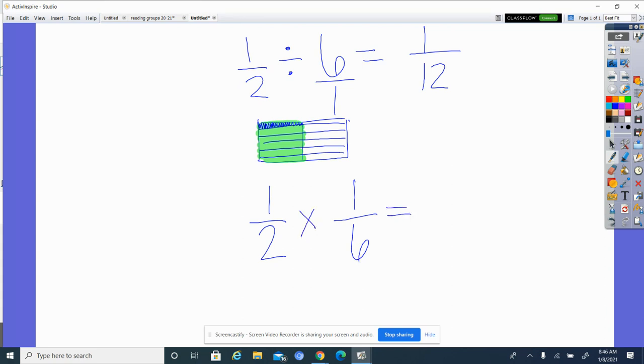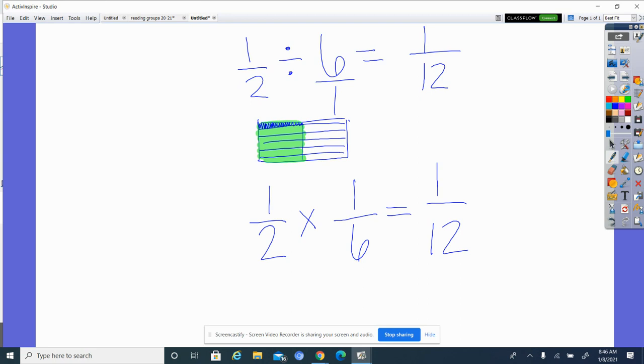Invert and multiply. 1 times 1 is 1. 2 times 6 is 12. So what's my related multiplication? Good. 1/2 times 1/6 equals 1/12. Okay, look at number 2 on your own.